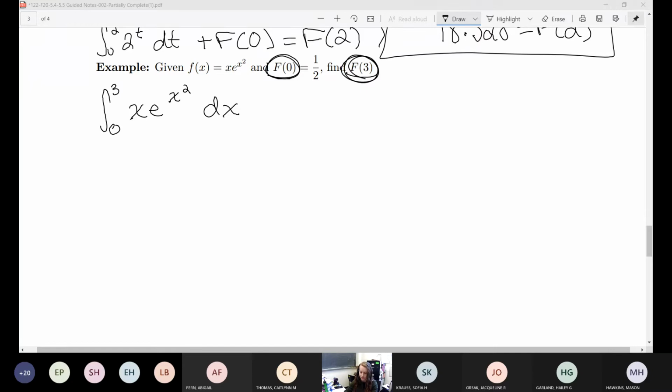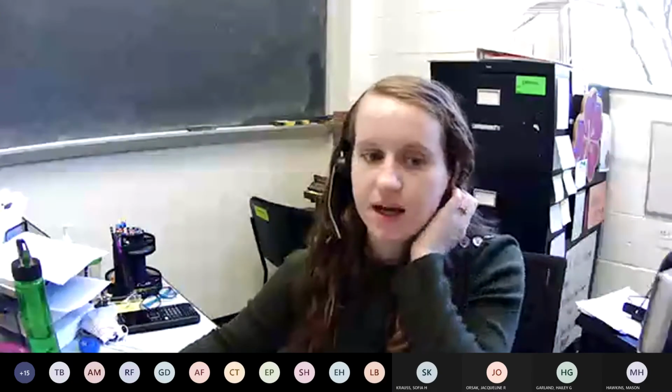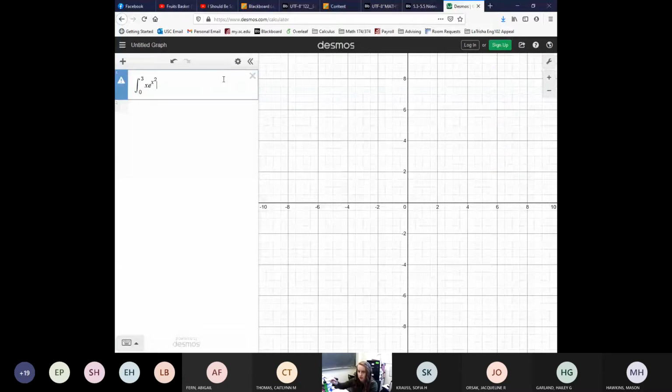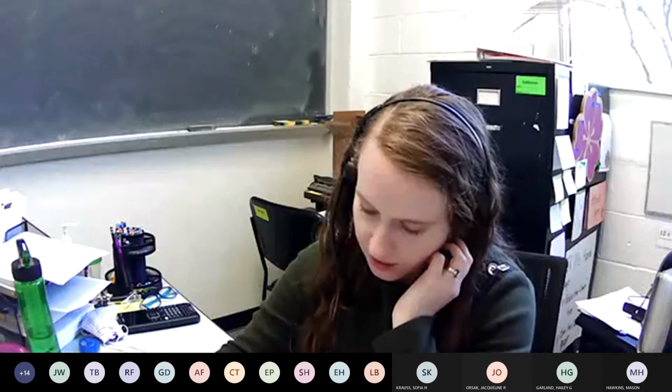So let me go ahead and jump over to Desmos and do it really quick just to demonstrate again how that works. So over in Desmos, there we go. We want the integral, so you type in int. Integral from 0 to 3 of x e to the x squared dx. So that's 4051.042. So if we jump back over here.